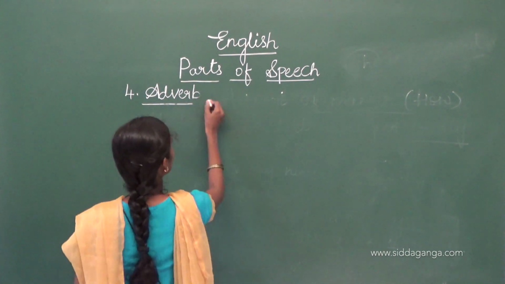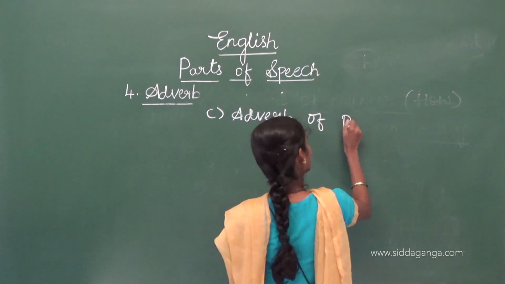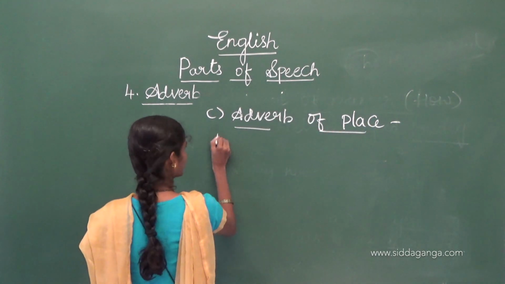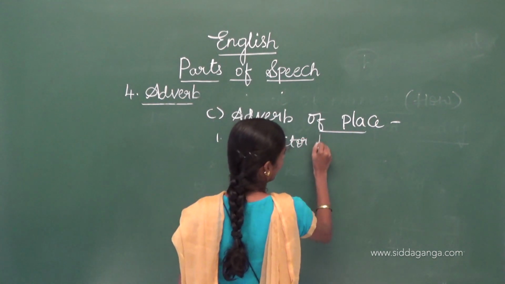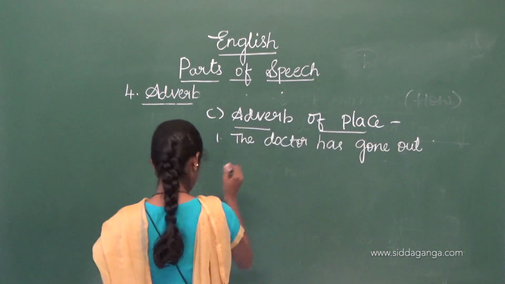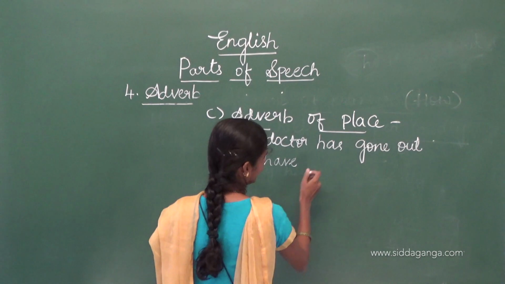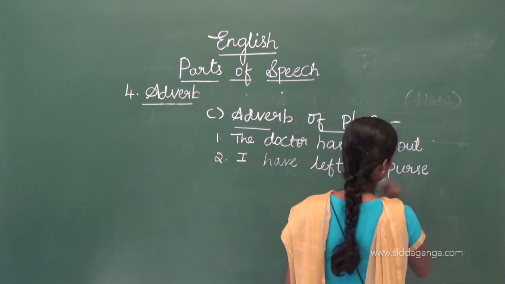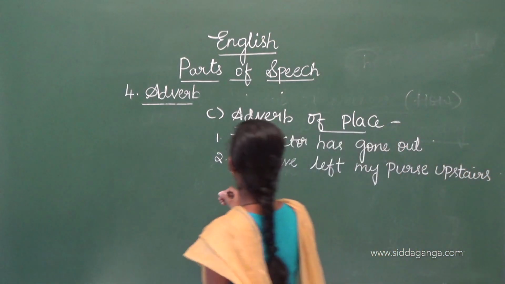Okay. So the next one is adverb of place. Okay. So here also I will write some examples here. The doctor has gone out. Okay. Second example, I have left my purse. I have left my purse upstairs. Okay.